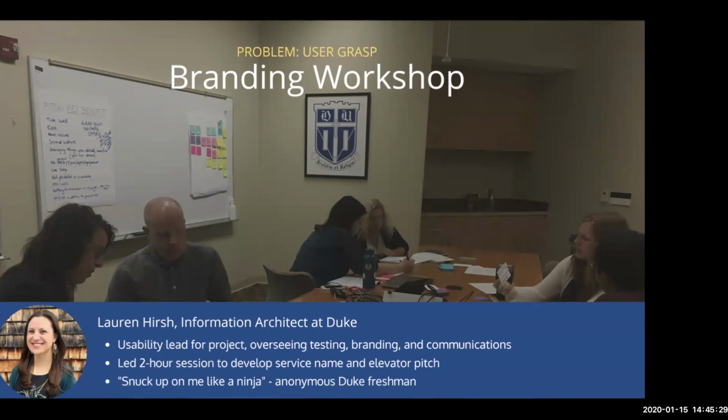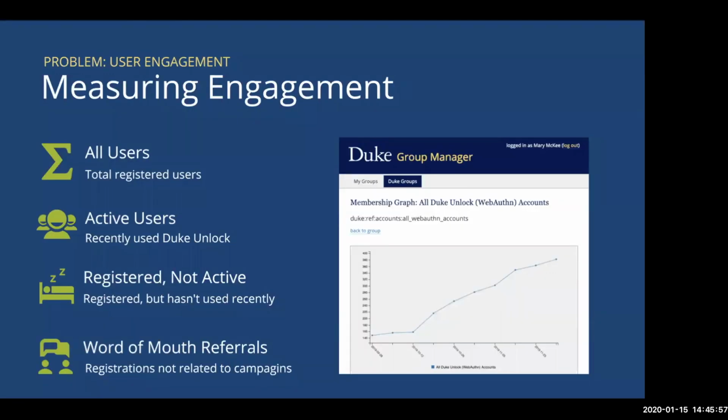Lauren put together a really great cross-functional group of folks, some people who had a lot of experience with technology and with WebAuthn, some people who had zero experience with WebAuthn and had never even heard of the service. And in 2 hours, they were able to deliver this Duke Unlock name and an elevator pitch that we could use to start formalizing and kind of A/B testing how we were talking about the service with folks. From the user engagement perspective, we realized it was important to have some baselines.